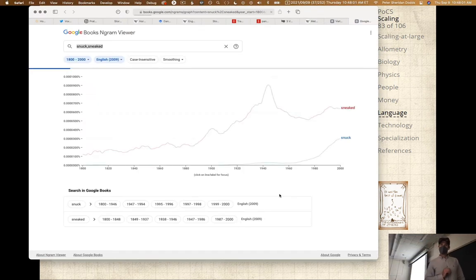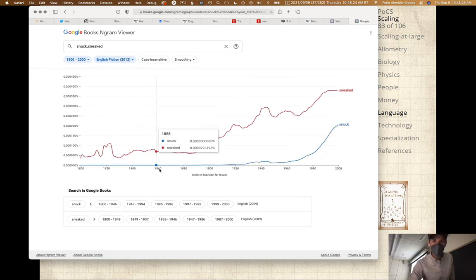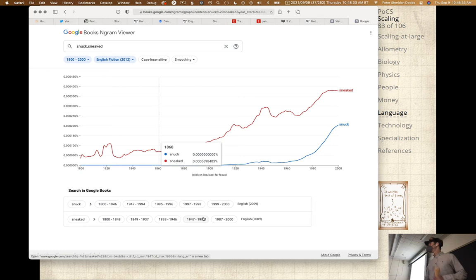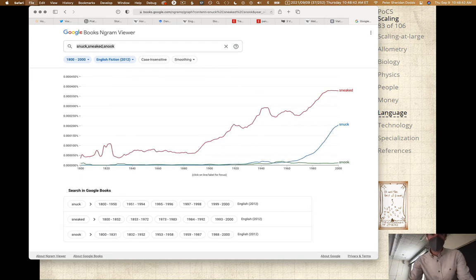Okay, let's see if this works. So this doesn't mean it's right, but this is in all of English, I guess. Maybe people are, this is a different meaning as well. It doesn't necessarily show you that. Let's go to English fiction. Okay. Snuck is sneaking up on sneaked. Snook? So this could go wrong.